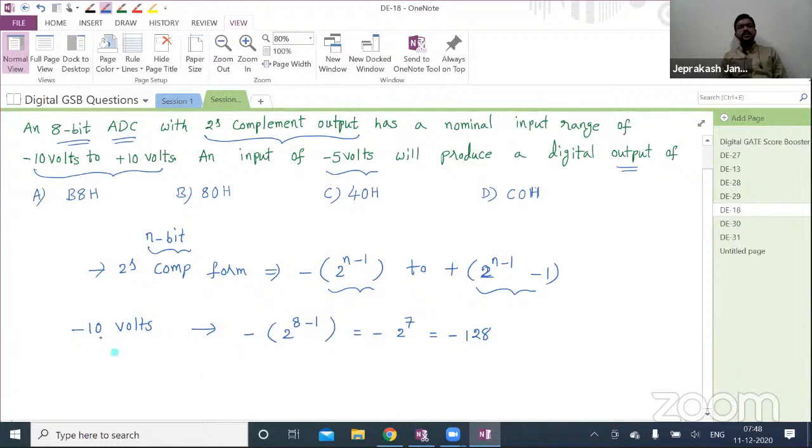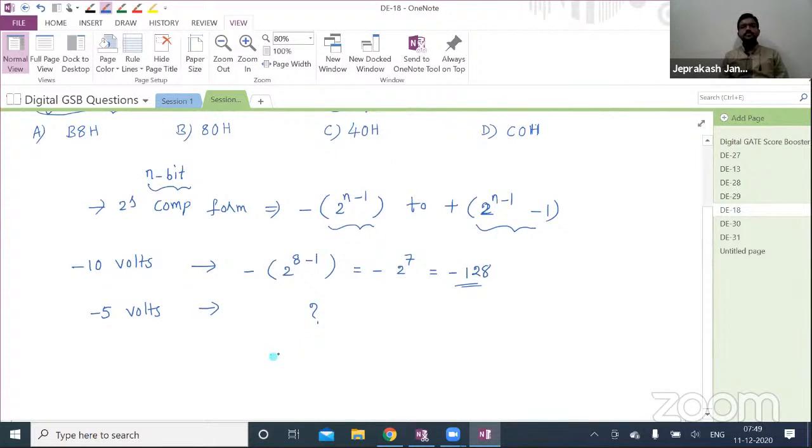128. Now the question is what? When you have minus 5 volts, how can you represent it? That is the question. You have one range, minus 10 volts. The minimum value you can represent with this minimum value, right? Now the question is, at an intermediate value that he has given, how can we represent that particular value? So for minus 10 volts, it is this much. For minus 5 volts, how much? So you can find it like this, right?